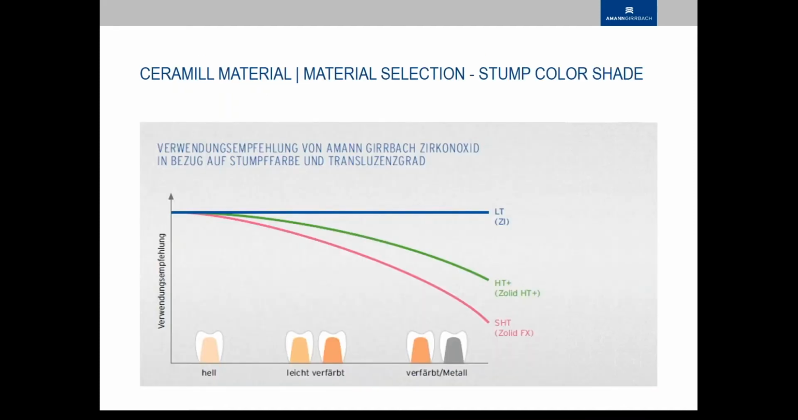And here we have the same thing, meaning a light die, a medium stained die, and a metal or very dark stained die when you're placing a restoration. Of course, you would be less likely to use Zolid FX on something like this, because it's so translucent. And on a very light shade, you would be very likely to use something like this. And yeah.